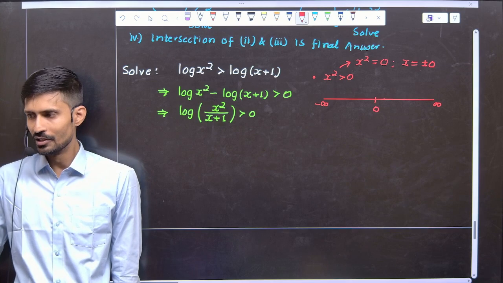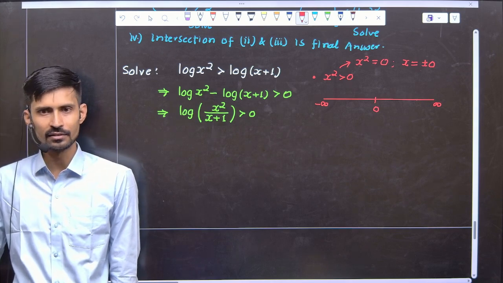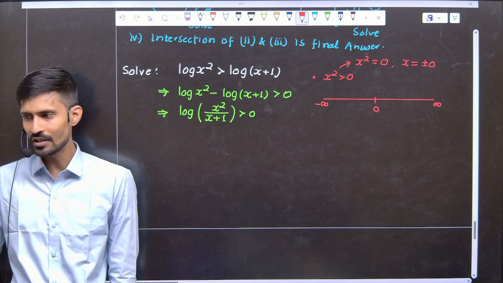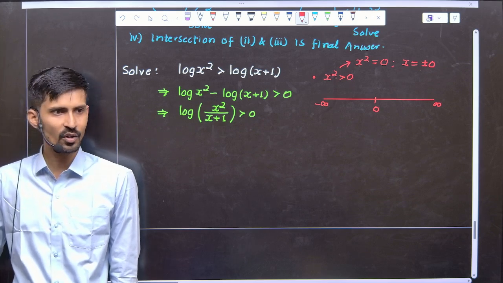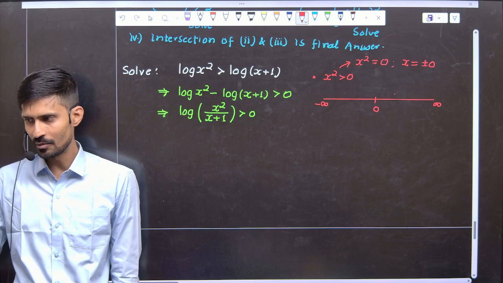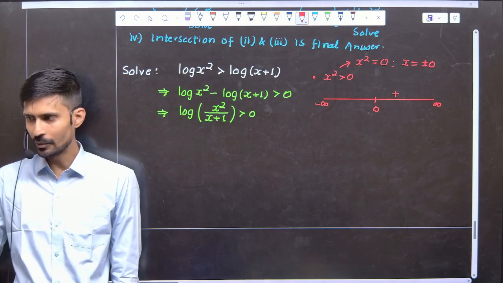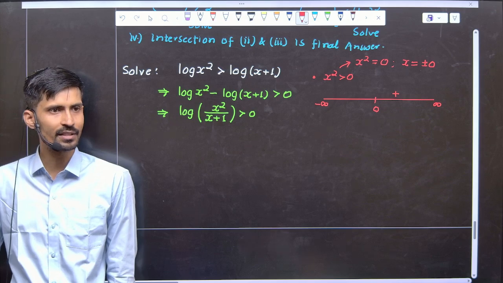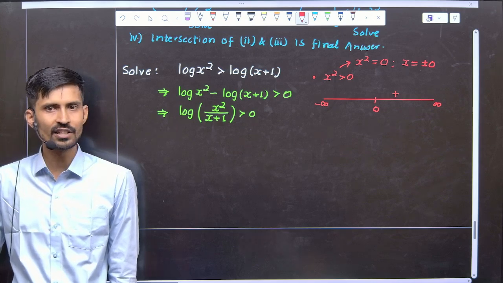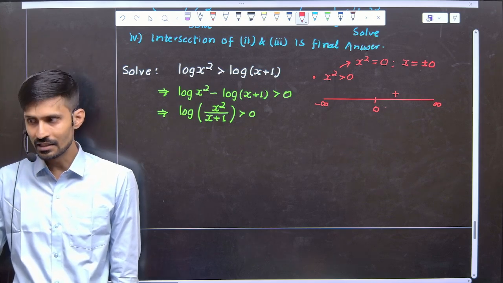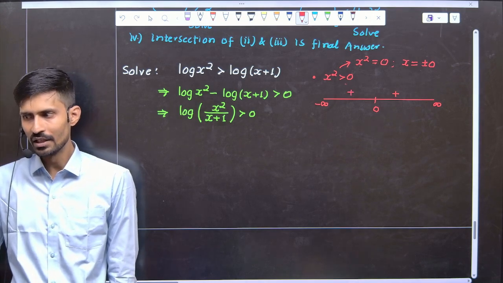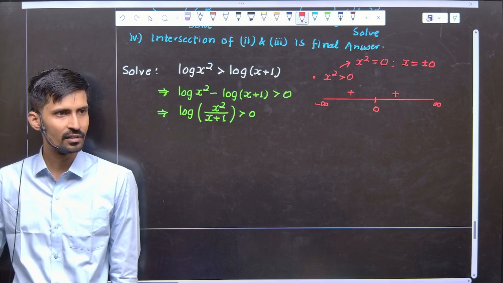Now tell me, 0 to infinity. Take any number, 5. 5 square, positive or negative? This side I will put positive. Now tell me, 0 is root how many times? 2 times. If it is even, sign will not change, positive. Equals to sign is present.